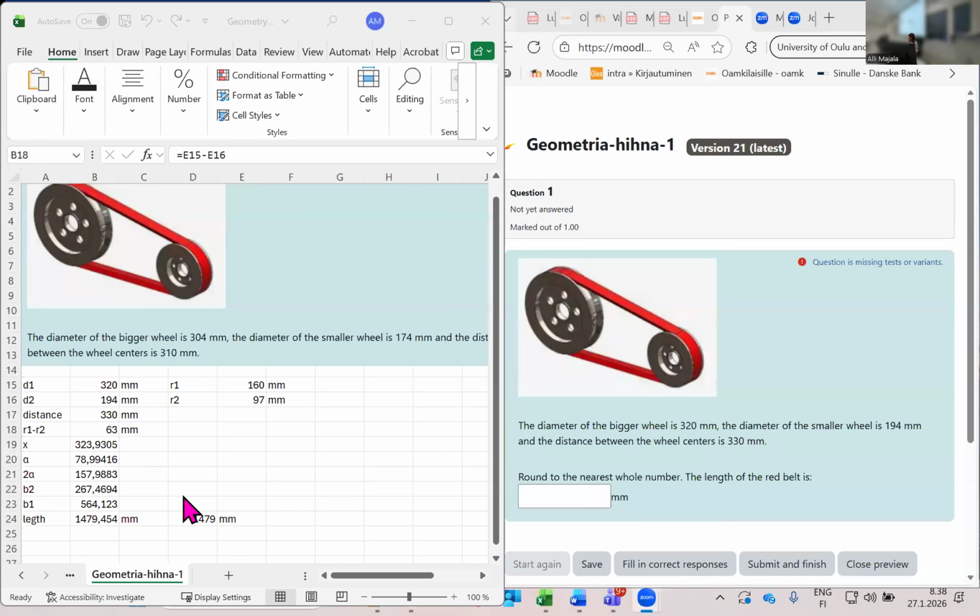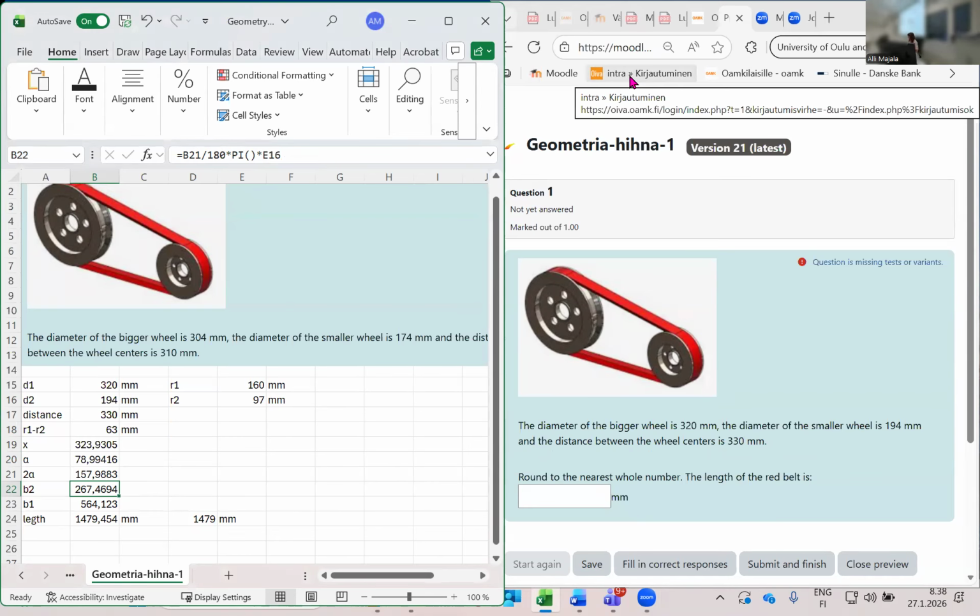So I was dividing these. Where was it? This one maybe. No, it was the B. Maybe it was this B. Here I had 360. So that was my problem, even if I said that it's supposed to be 180.